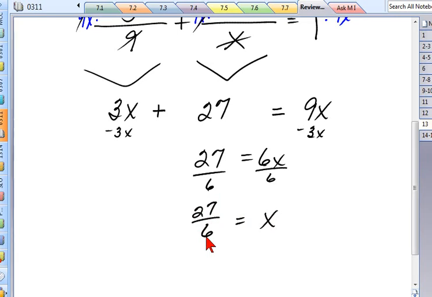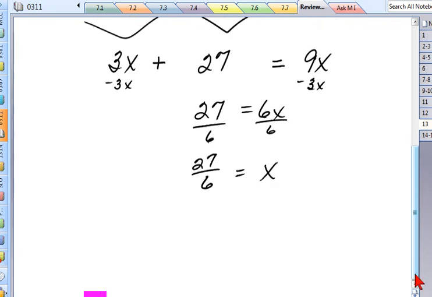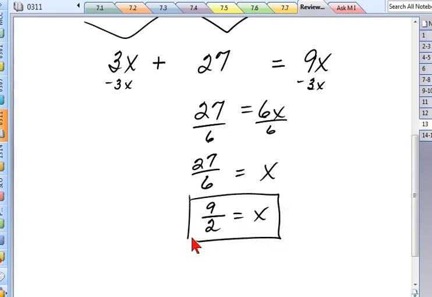Now, you can leave it improper. That'd be fine, but could that be reduced? Do 27 and 6 have a common factor? Yes, 3. 3 goes in there 9 times, and 3 goes in there 2 times. So if you want to leave it improper, 9 over 2 would be the form. If you divide it out, you'd get 4.5.